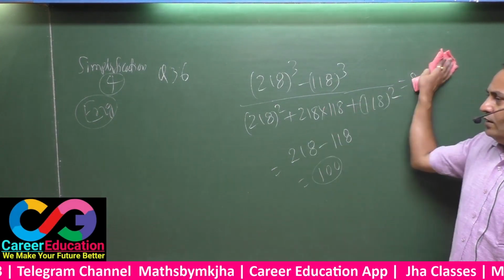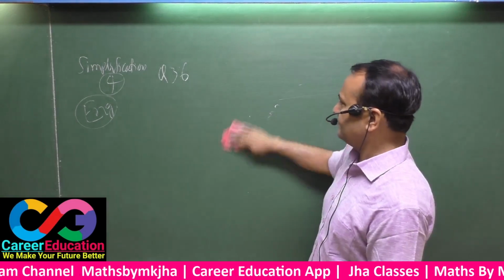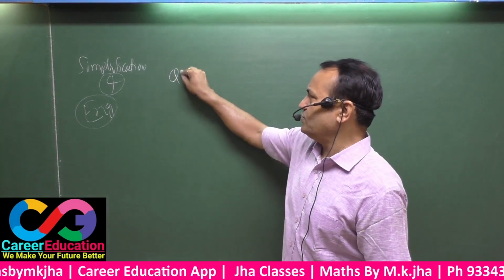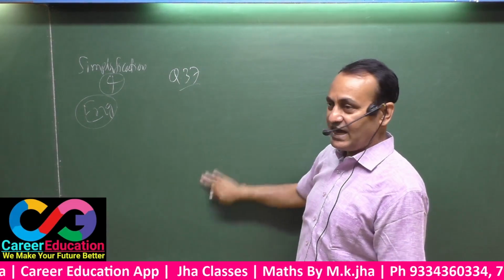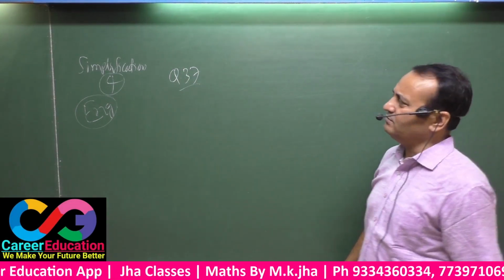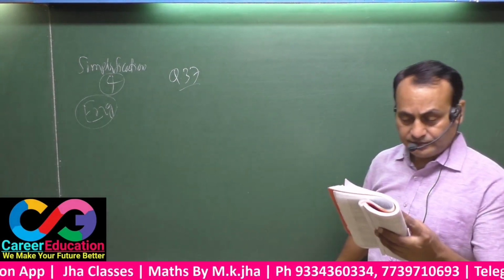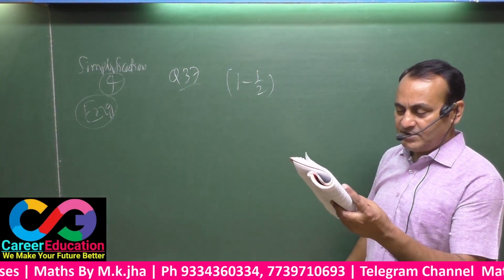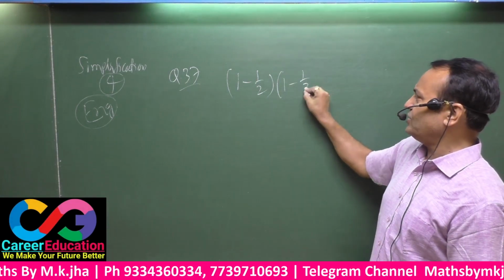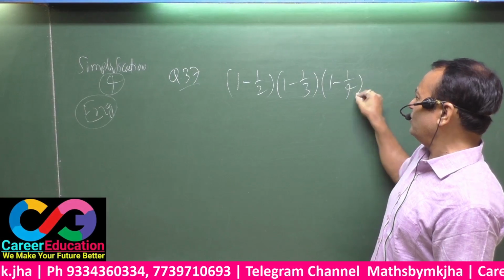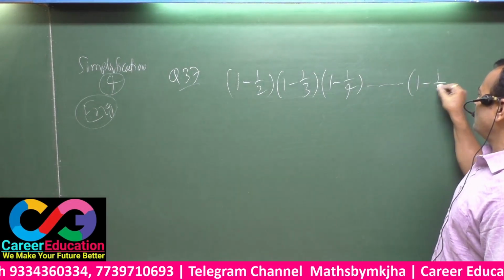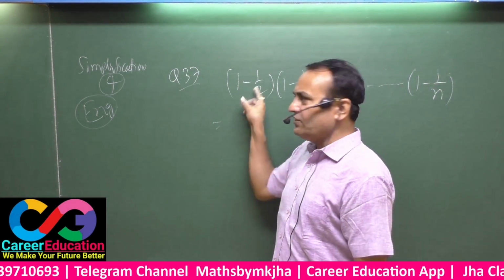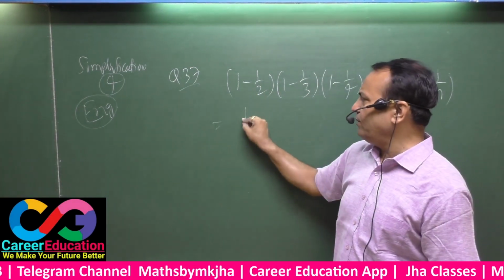See, question number 37. 37 is a very important question and it has been asked since 20-25 years back. 1 minus 1 by 2. This is important for SSC as well as railway. 1 minus 1 by 3, 1 minus 1 by 4, dotted lines, and 1 minus 1 by n. See here, if you solve this, certainly you will be getting 1 by 2.